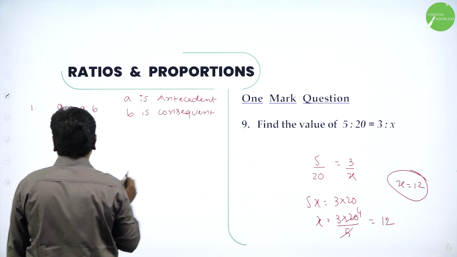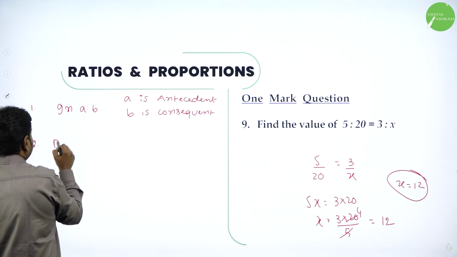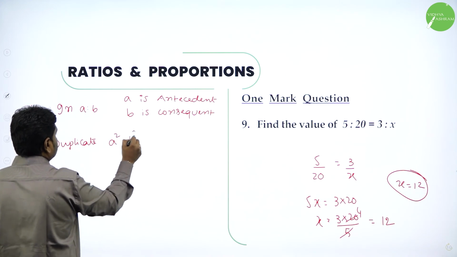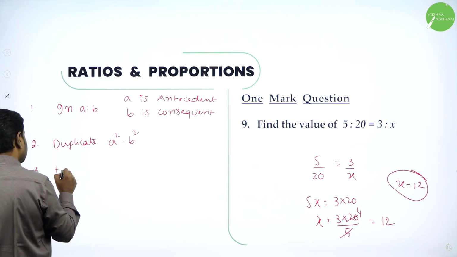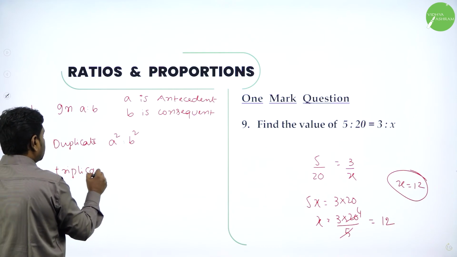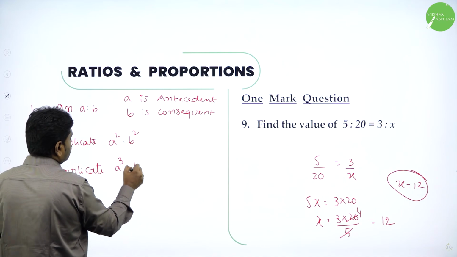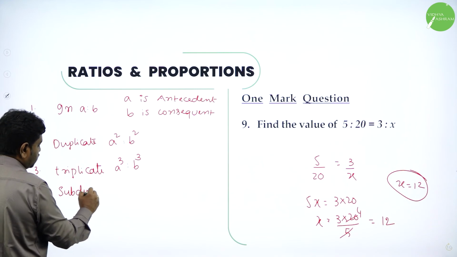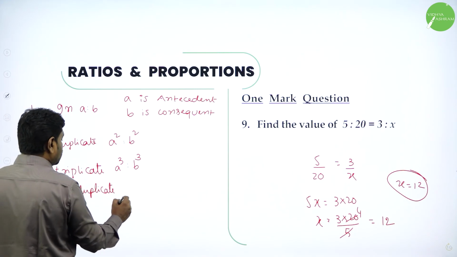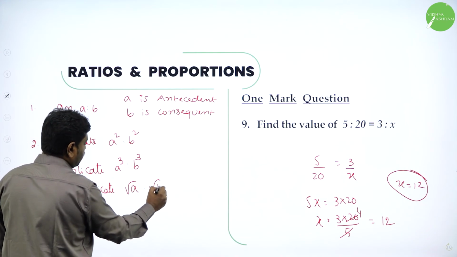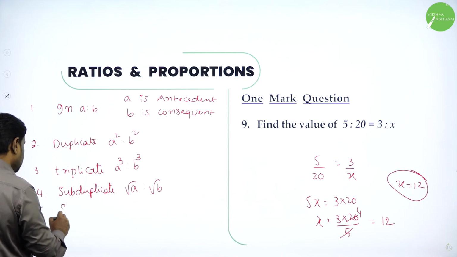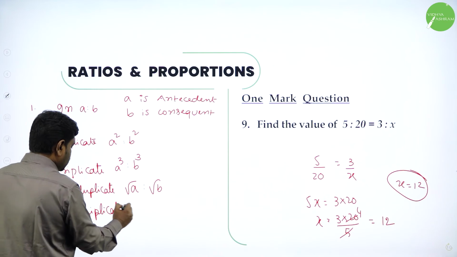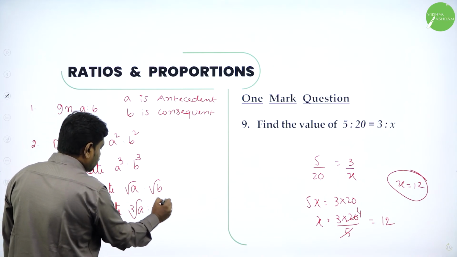The next question, question 2, we found out duplicate. How to find duplicate? A square is to B square. Then we found out triplicate also. What is triplicate, dear students? It is A cube is to B cube. We have also done a problem on subduplicate. What is subduplicate? Subduplicate is root A is to root B, and we have also done a problem on subtriplicate. What is subtriplicate? Subtriplicate is cube root of A is to cube root of B.